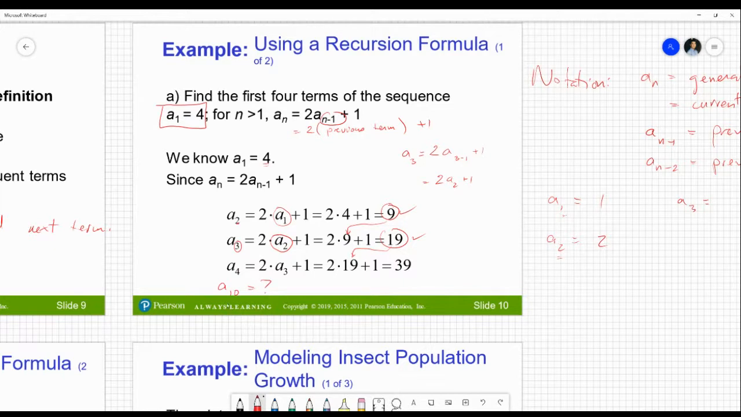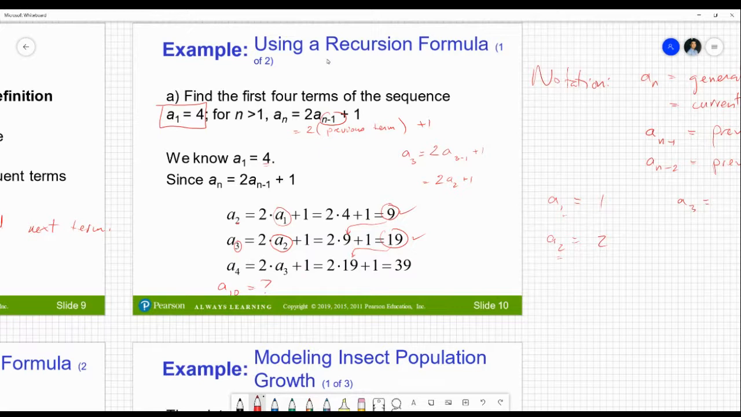Well, I can't do that with a recursion formula because I have to find A9. If I want to find A9, I have to find A8. And if I don't find A8, I have to find A7 and so forth, right? So there is a limitation to using a recursion formula.